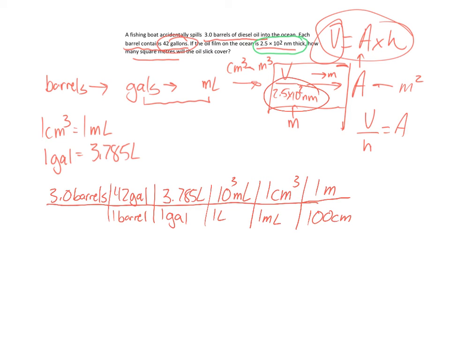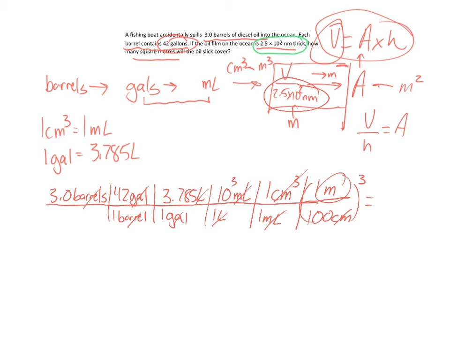But notice this goes back to an earlier problem where I can't just cancel these units out like this. I have to cube this. Now, what this is going to do is put me into cubic meters. At this point, it's a good idea to double check to make sure my units are going to cancel out. So I cancel out barrels, gallons, liters, milliliters, centimeters with cubic centimeters, and I'm left with cubic meters once I cube everything.